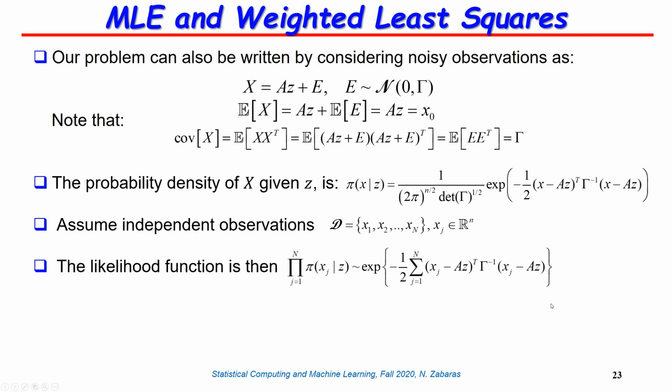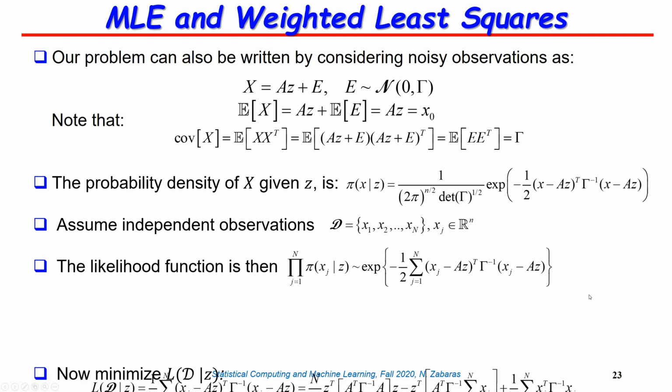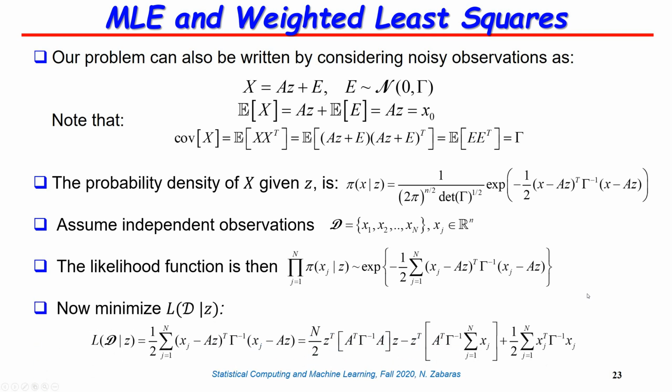I'm writing the likelihood like this, and then if I take the negative log likelihood and expand all terms, I get this nice expression that you see at the bottom. Because I had the mean of the Gaussian be A times z, this negative log likelihood is a quadratic function in z. Which means I can find z by setting the derivatives of this equal to 0, and that is going to give me a linear system of equations that will allow me to compute z.